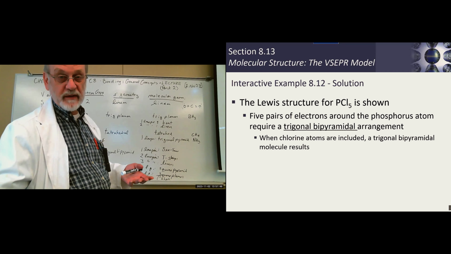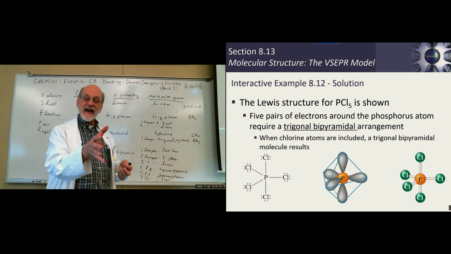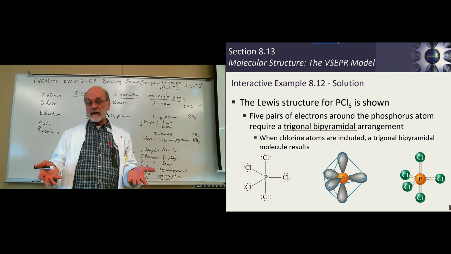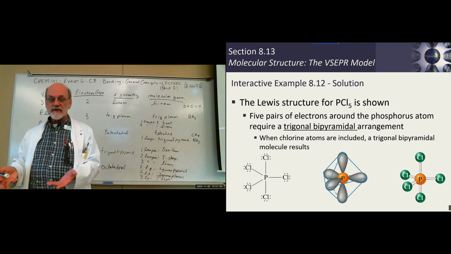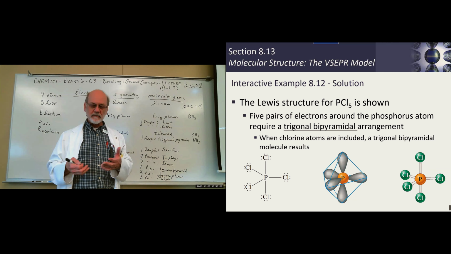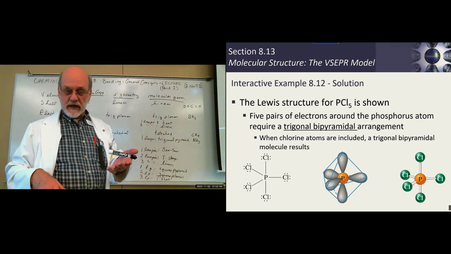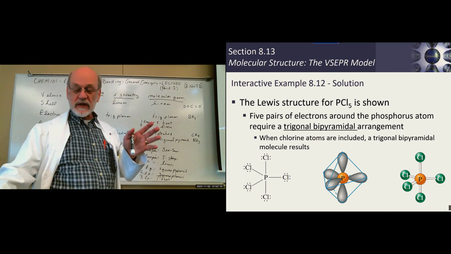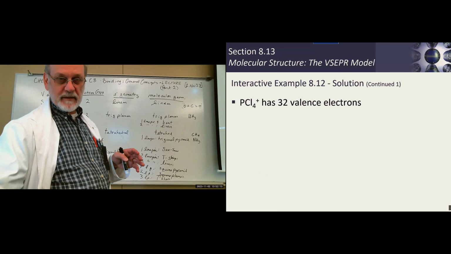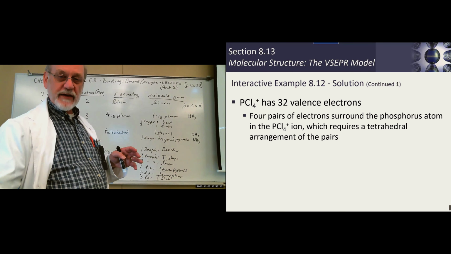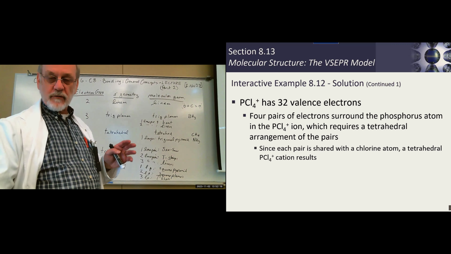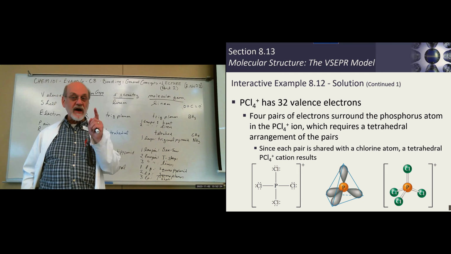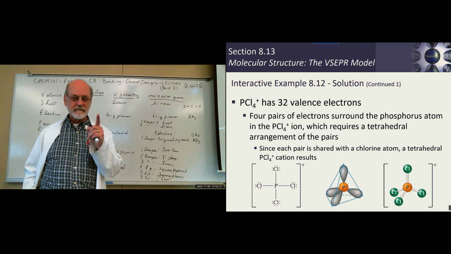PCl5 is trigonal bipyramid. Right. So it's going to look like that. And it exceeds the octet, which phosphorus can do because it has access to 3D orbitals. Right. So that's the trigonal bipyramid in the liquid and gaseous states. In the solid state, then we get the difference. Right, so PCl4 has 32 valence electrons, and if we draw the structure, then we get that tetrahedron with a positive charge. Don't forget the positive charge.